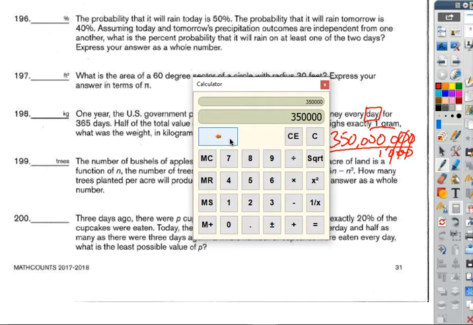So we have 350,000 times 365 days. And we get this monstrosity of a number for how many kilograms of dollar bills the US government printed in 1 year. Oh my goodness. And that is the correct answer. For those of you who want me to read it out, that's 127,750,000 kilograms. That is a lot of paper money. All right.